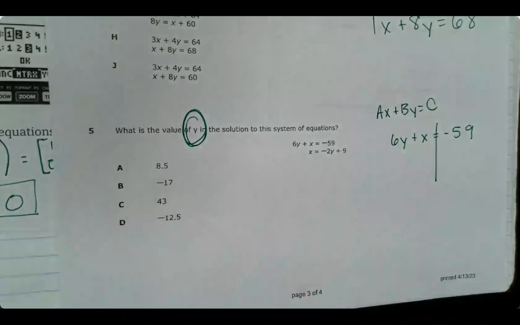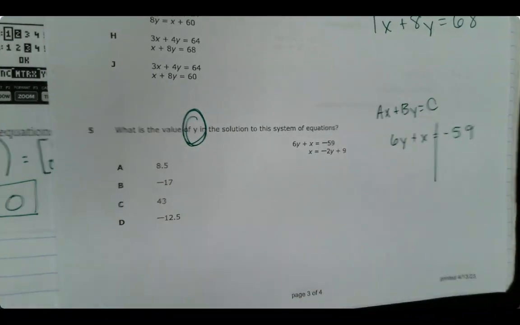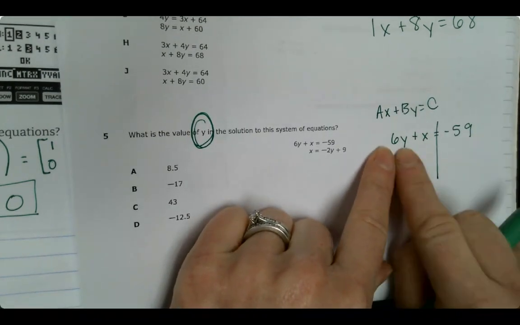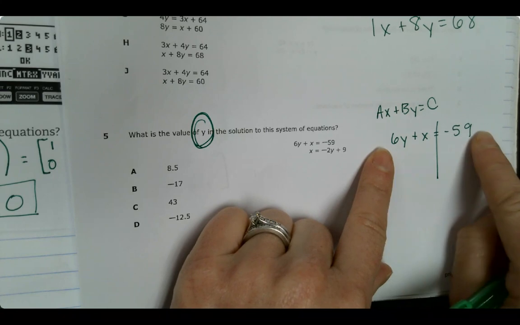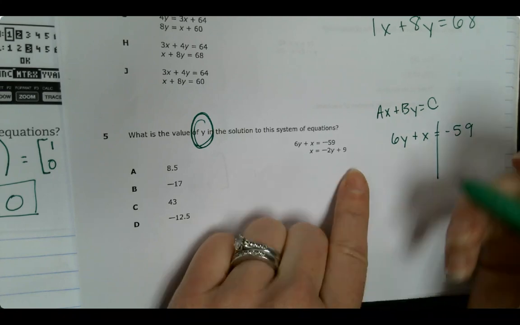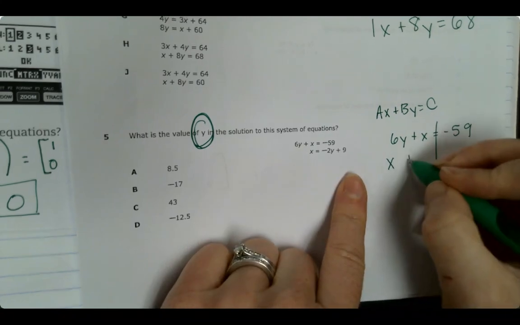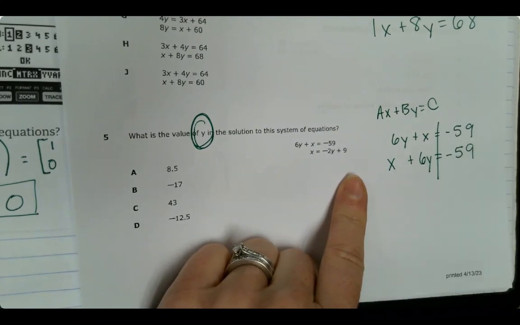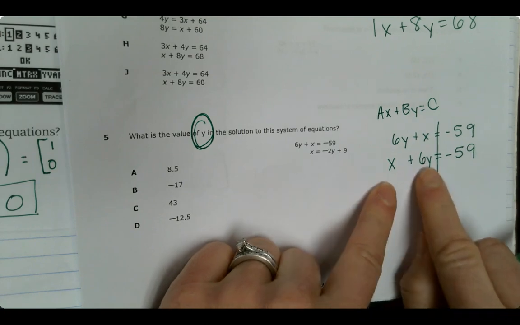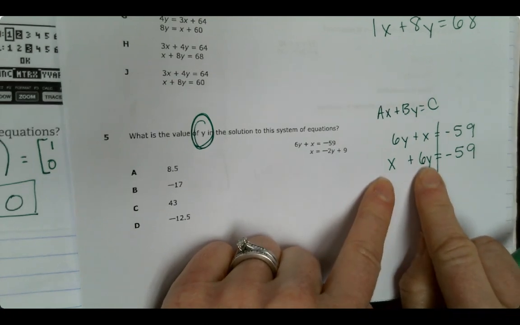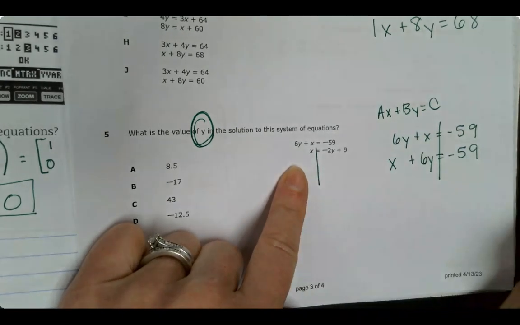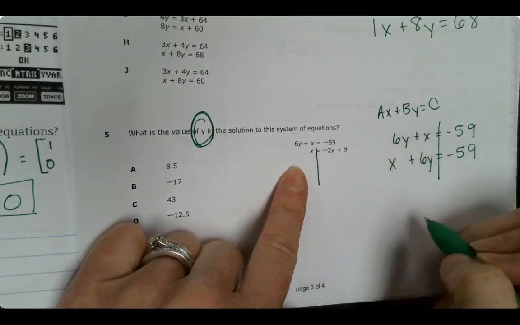I need it to be x first and then y. This one is reversed. But the thing is, I don't have to move it across the equal sign. So if I don't move it across the equal sign and I just put x first and y second, I don't have to change any signs. So see how I just rearranged it? Oh, you flipped it. Yeah, I just flipped it. That's good.